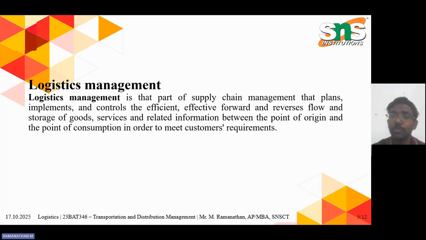Supply chain is the movement of goods from raw material to finished good. The movement of the material, we will call supply chain management.